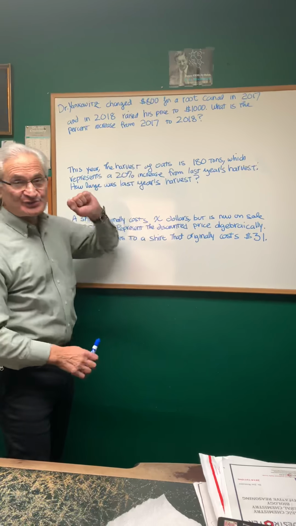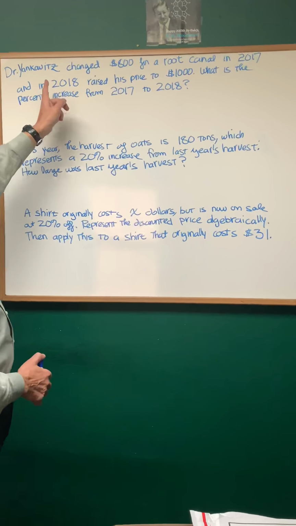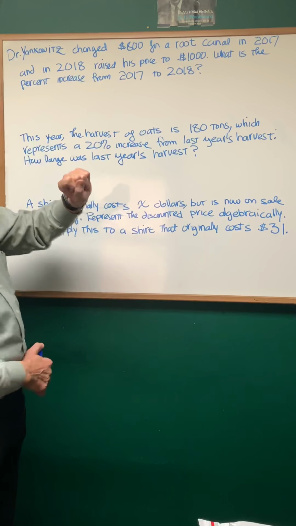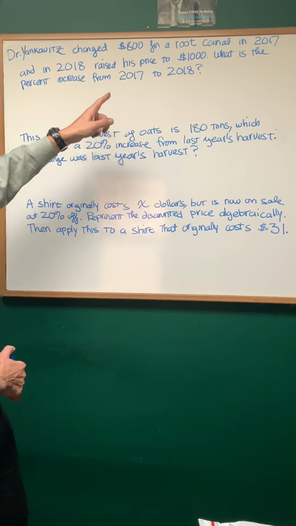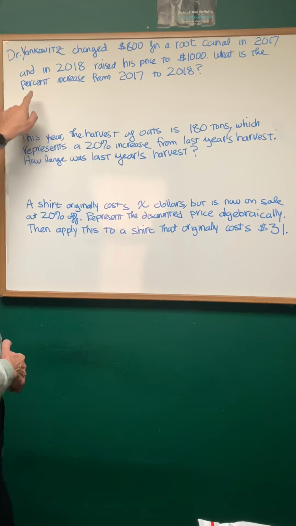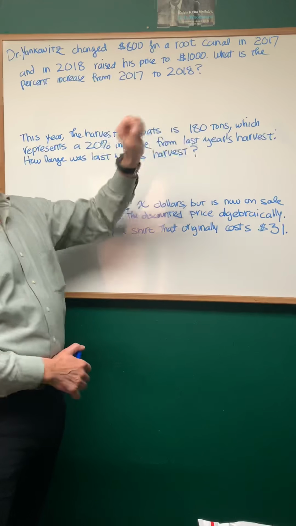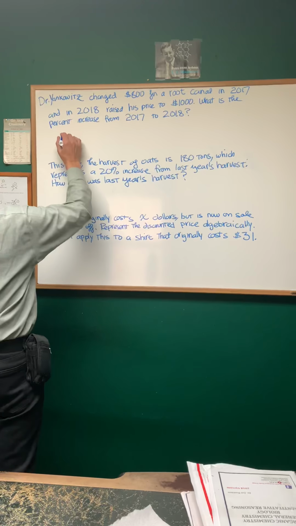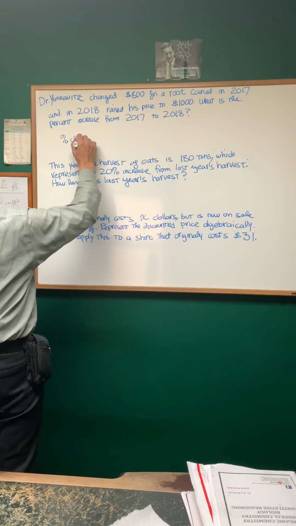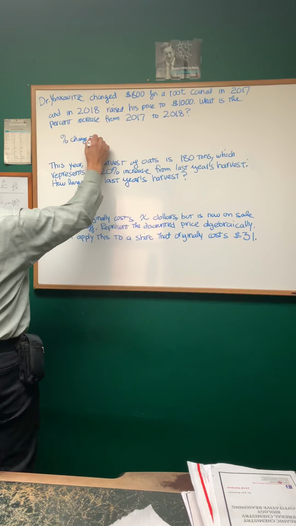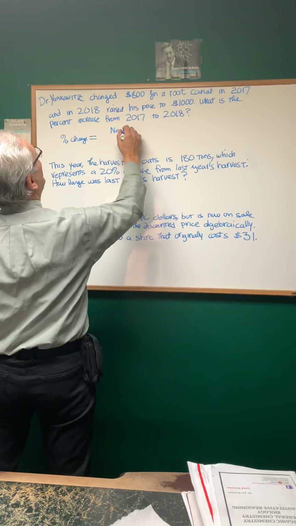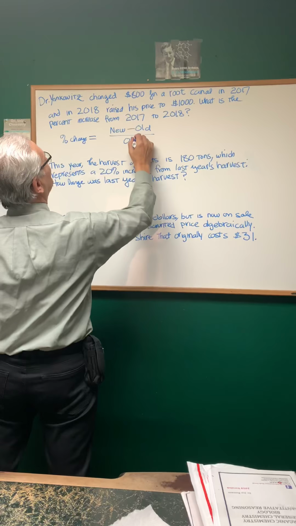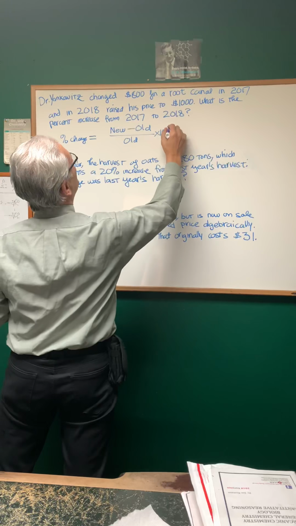Let's go right to the first problem here. I'll read it for you. Dr. Yankowitz charged $800 for a root canal in 2017, and in 2018 raised his price to $1,000. What is the percent increase from 2017 to 2018? So this is a percent change problem. Here's the general formula for percent change. It's very simple. A percent change is equal to the new value minus the old value divided by the old value and then times 100%.